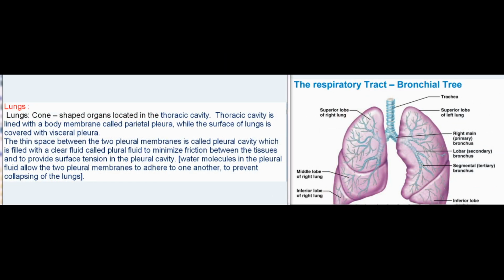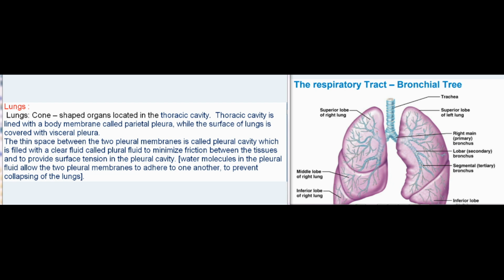Lungs, cone-shaped organs located in the thoracic cavity. The thoracic cavity is lined with a body membrane called parietal pleura, while the surface of the lungs is covered with visceral pleura. The thin space between the two pleural membranes is called the pleural cavity, which is filled with a clear fluid called pleural fluid to minimize friction between the tissues and to provide surface tension in the pleural cavity.